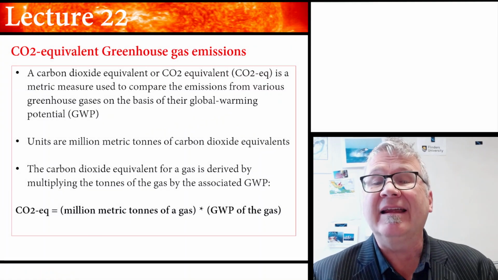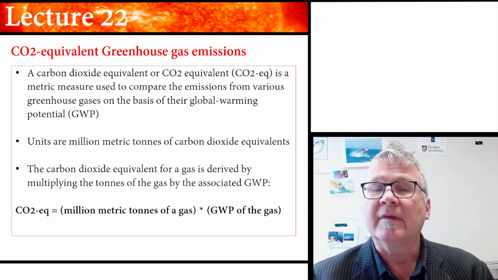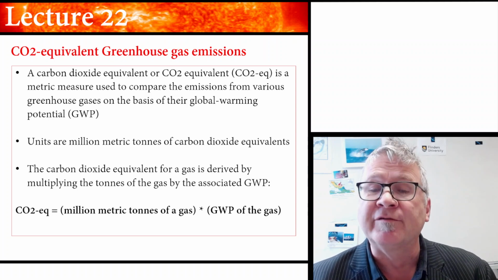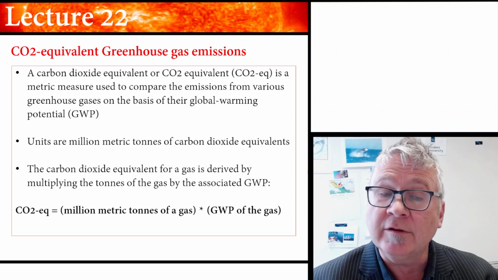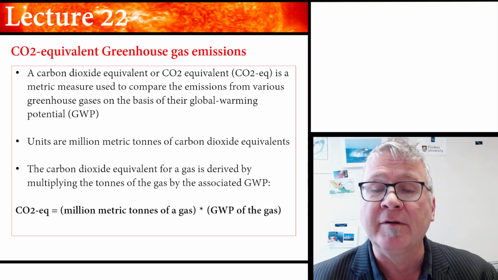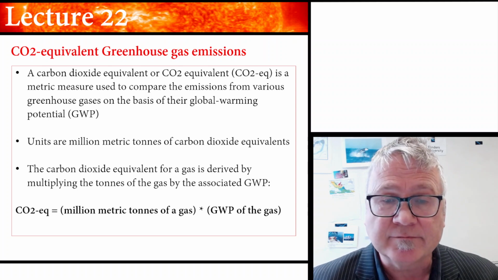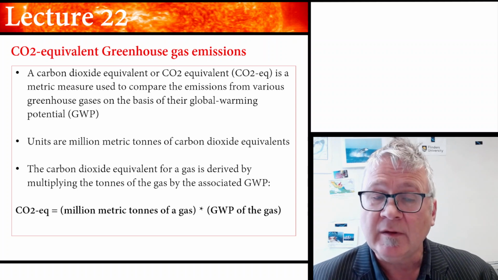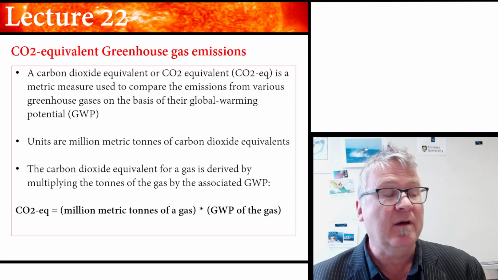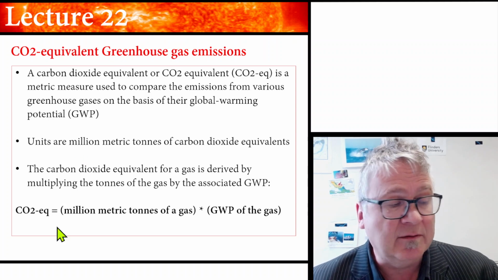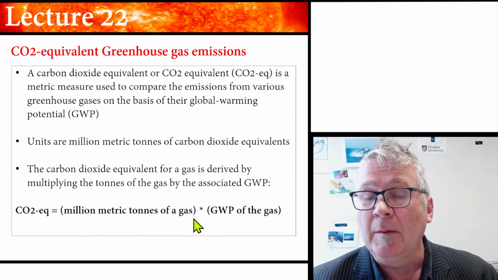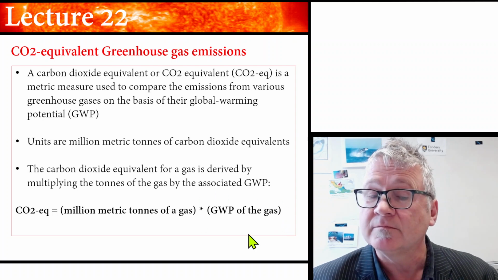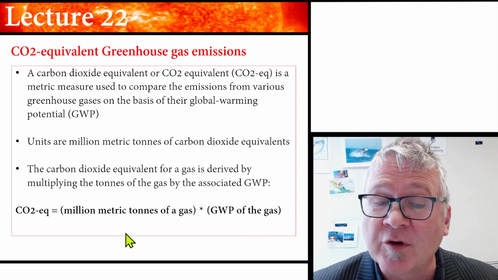So a carbon dioxide equivalent is a metric measure used to compare the emissions from various greenhouse gases on the basis of their global warming potential. And the units are million metric tons of carbon dioxide equivalents. Okay, usually expressed per time unit of a year. So the carbon dioxide equivalent for a gas is derived by that simple formula here, where the million metric tons of a gas emitted per year is multiplied with the global warming potential. Okay, and then you get the equivalent effect in terms of CO2.